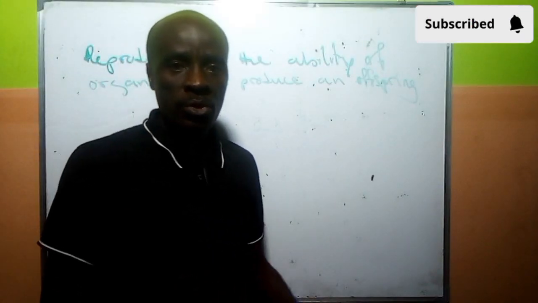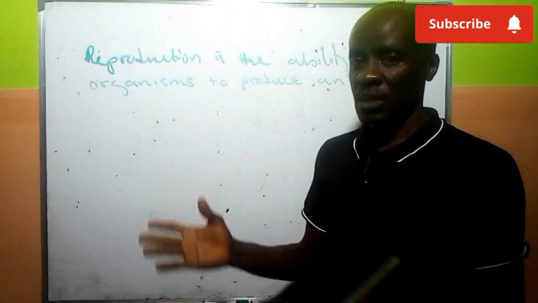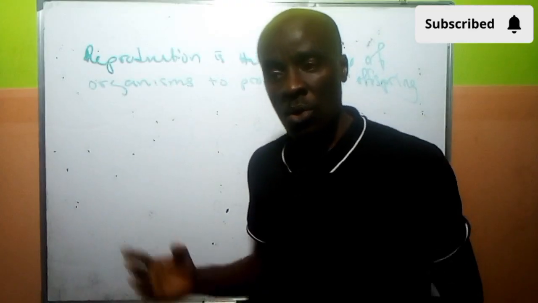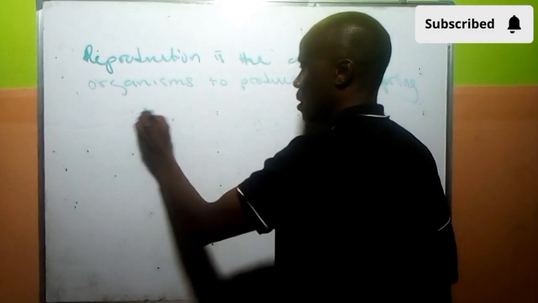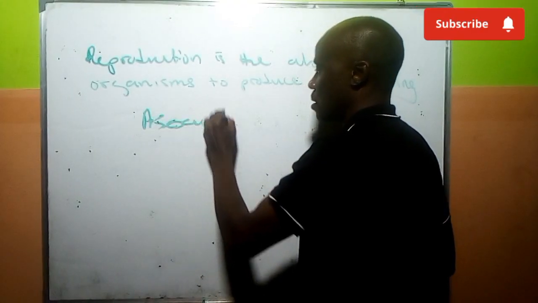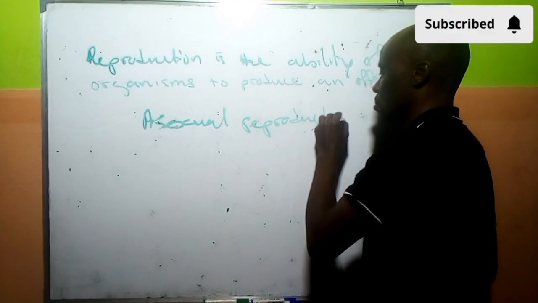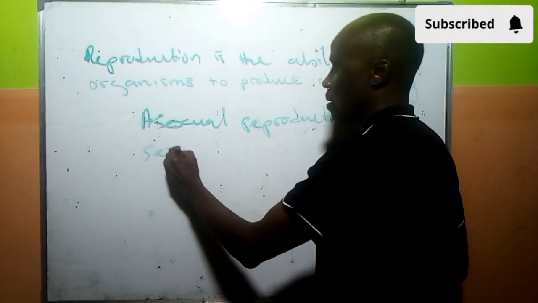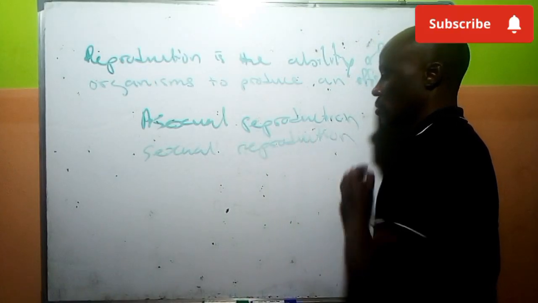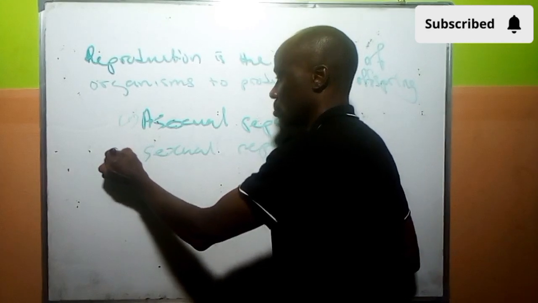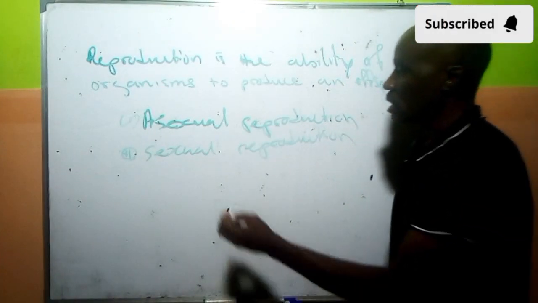So now we're going to be talking about types of reproduction. Like I already told, I said something about asexual reproduction. Now we have two types. We have asexual reproduction, and also we have sexual reproduction. These are the two types of reproduction: asexual and sexual reproduction.